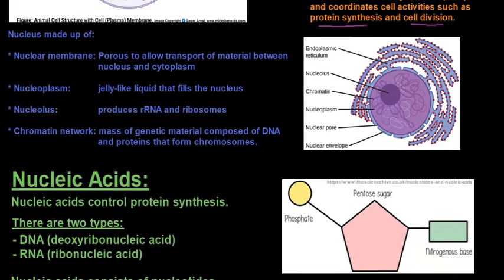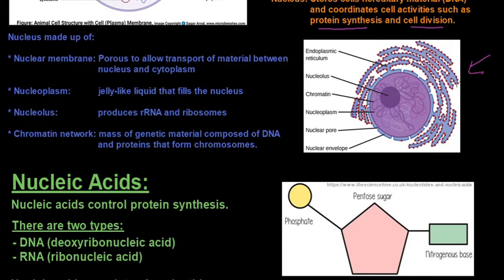Then, looking at the structure of the nucleus, on this diagram on the right, you've got the endoplasmic reticulum, you've got the nucleolus over there, and then you've got the nuclear membrane, which is a double membrane surrounding the nucleus. You've got the nucleoplasm on the inside, the chromatin, and then the nucleopore. So the nuclear membrane is porous to allow transport of material between the nucleus and the cytoplasm so that material can move in and out.